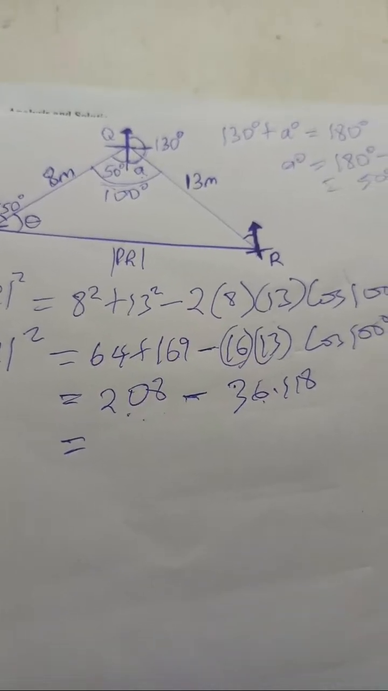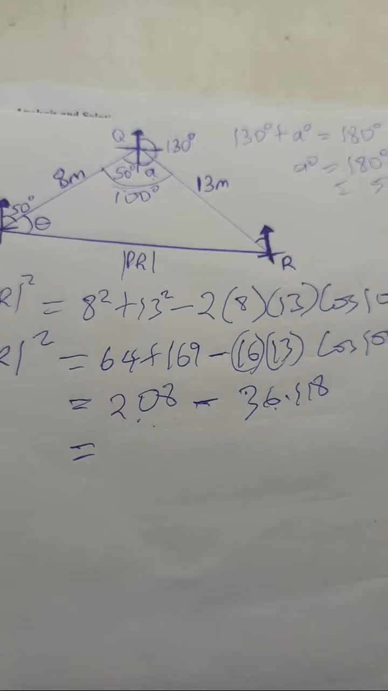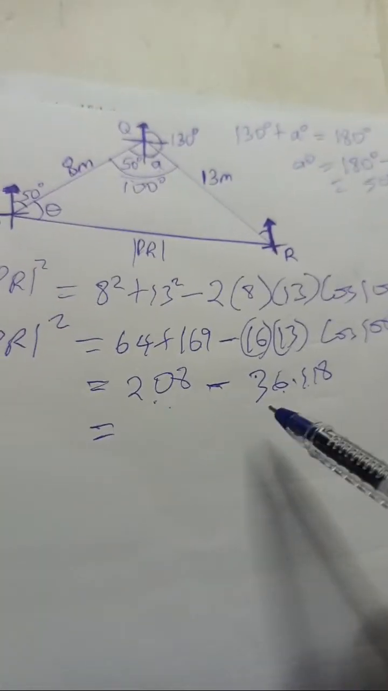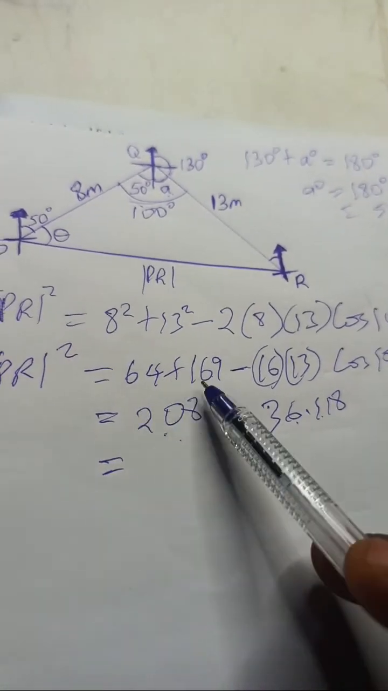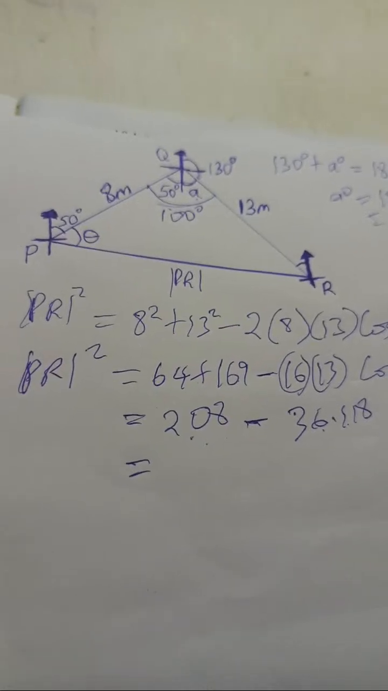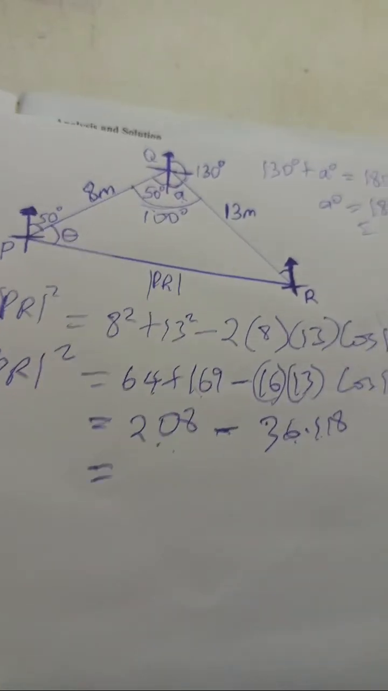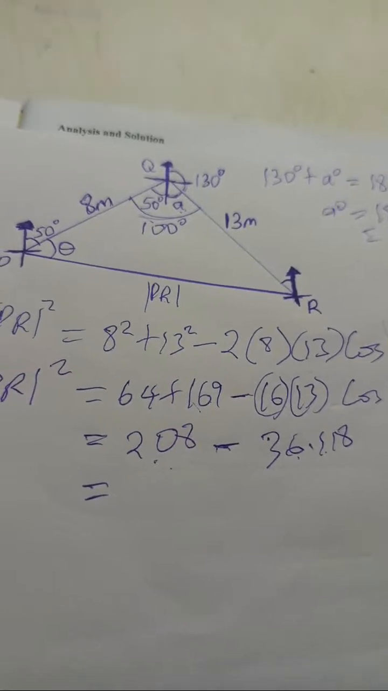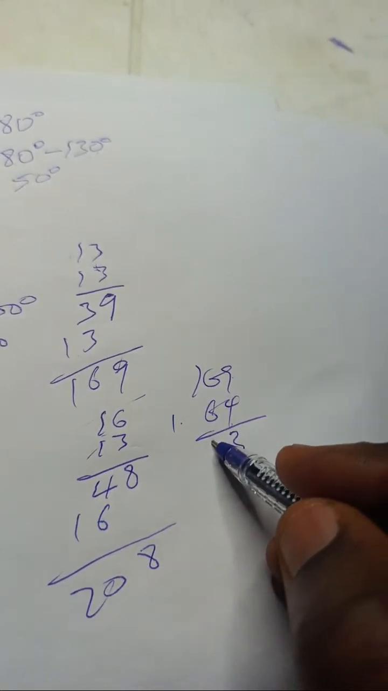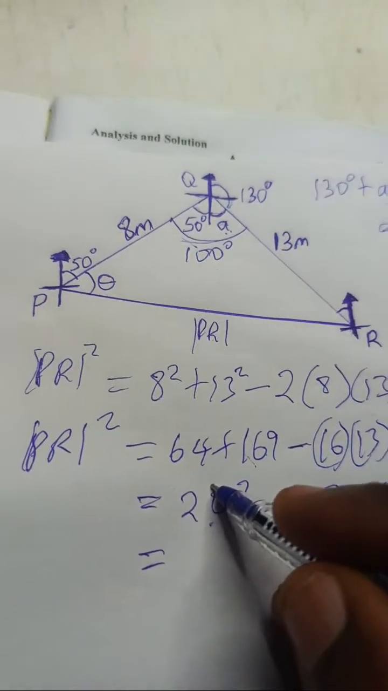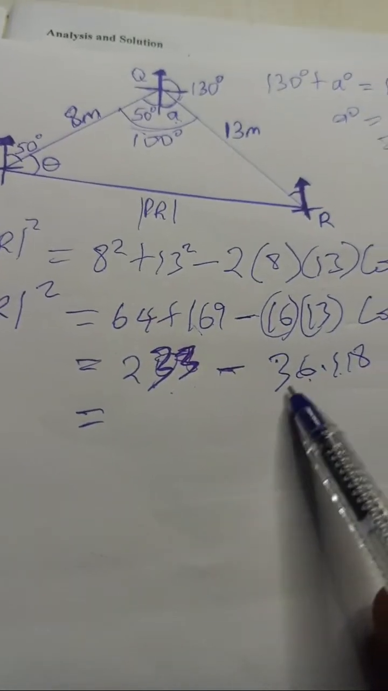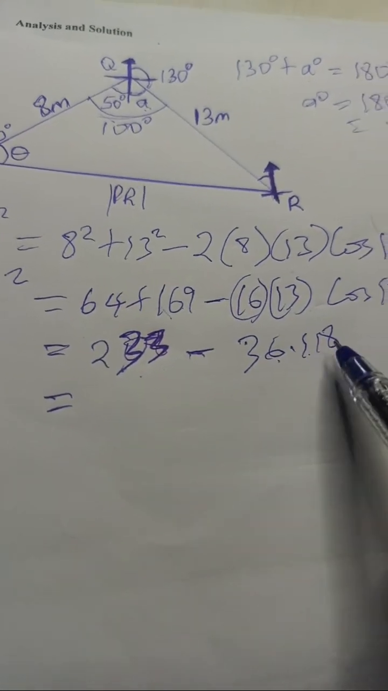Okay. So 208 minus this, what do we get? 64 plus 169 cannot give us 208, please. There's a mistake here. Let's check it very well. 4 plus 9 is 13, 6 plus 6 is 12, plus 1, that's 233. This should be 233. So 233 minus 36.118. What should that give us?